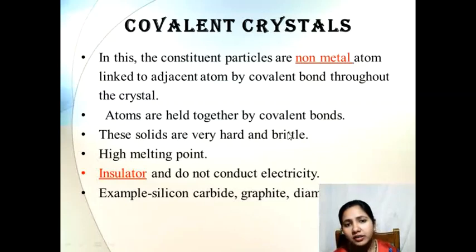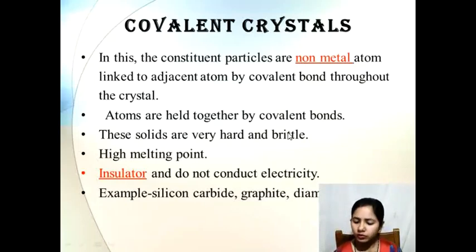Now in each layer, the carbon atom is bonded with 3 neighboring carbon atoms. As we know the tetravalency of carbon, it has 4 electrons in the valence shell. So each carbon atom shares 3 electrons with the adjacent carbon atoms, and the remaining 1 electron remains free, and that free electron is responsible for conducting electricity in graphite. So that is the reason why graphite, in spite of having covalent bonds, conducts electricity. So these are some examples given here: silicon carbide, graphite, and diamond is the best example.